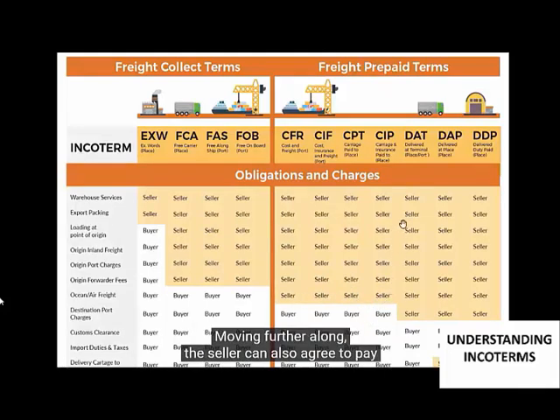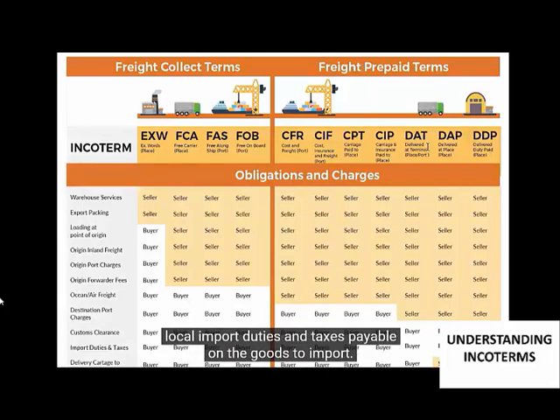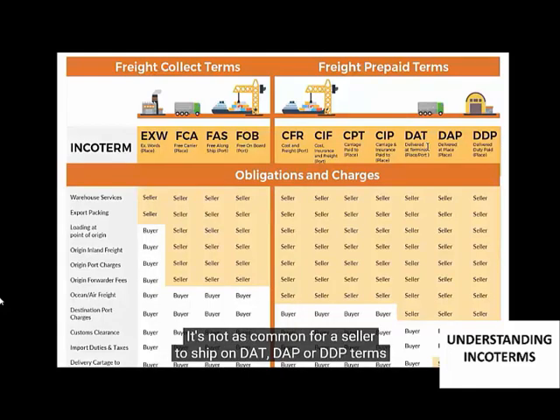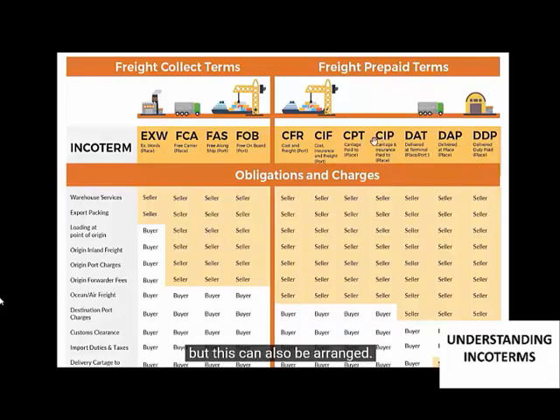Moving further along, the seller can also agree to pay for the local charges associated at the port of destination, including port charges, import customs clearance, local import duties, and taxes payable on the goods to import. It's not as common for a seller to ship on DAT, DAP, or DDP terms, but this can also be arranged.